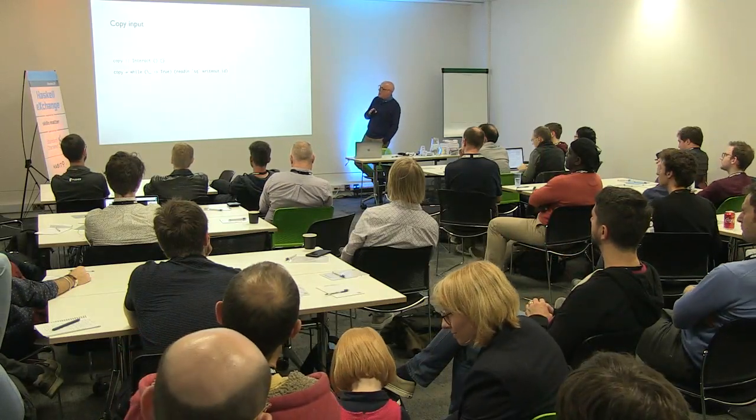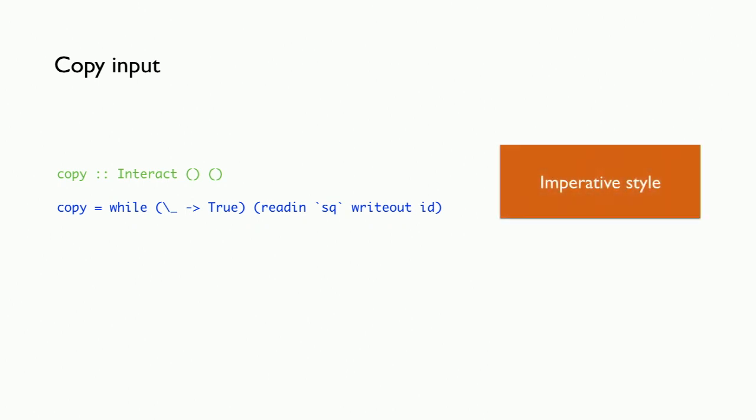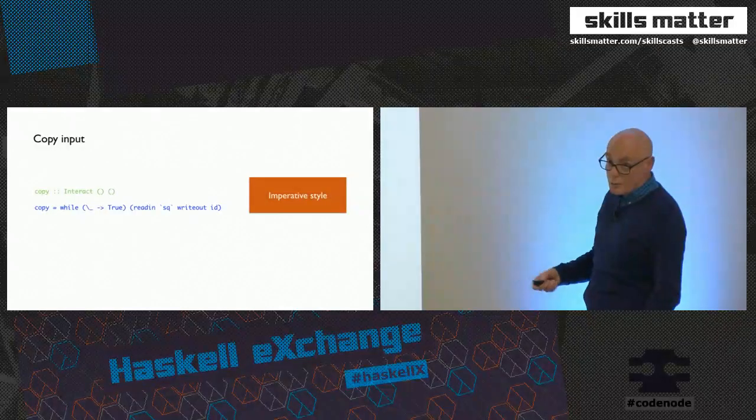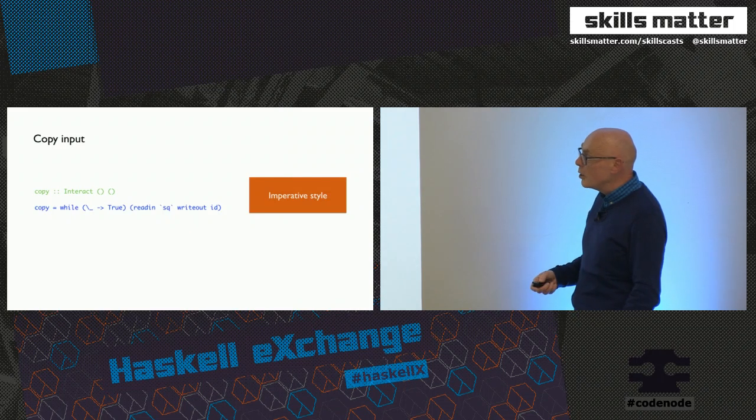So here's a function that copies input. While true, read in a line, and then sequence with writing out the identity. What you can see, this is imperative style. This is like a little language for imperative programming that we've rendered into combinators.